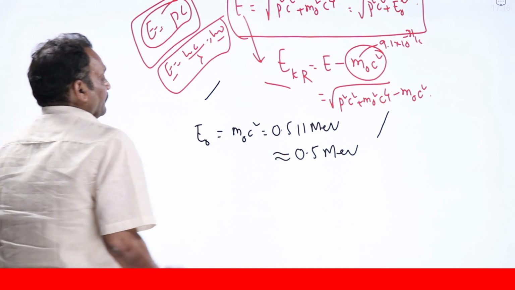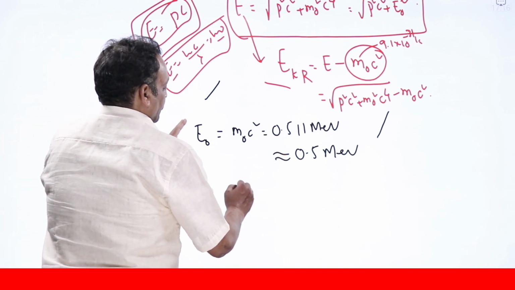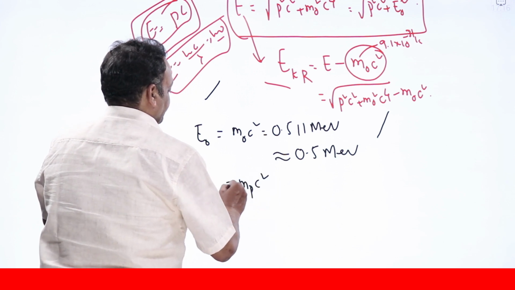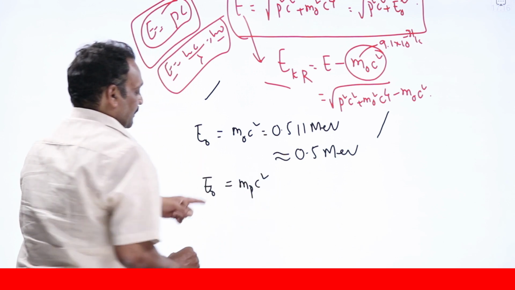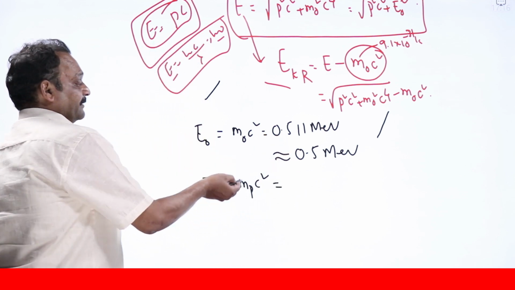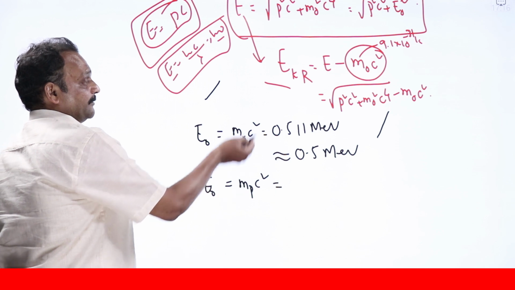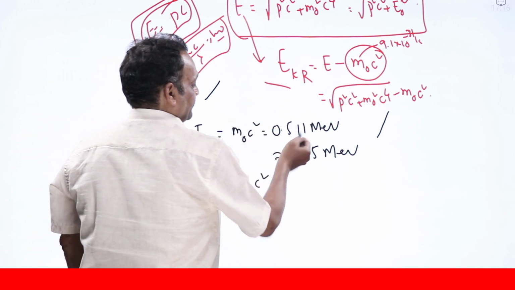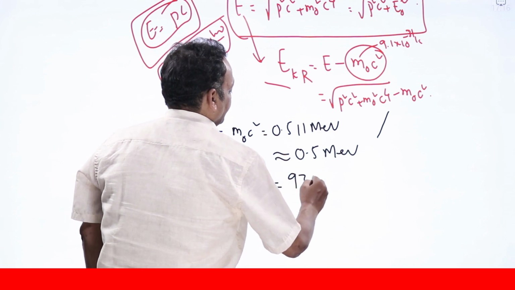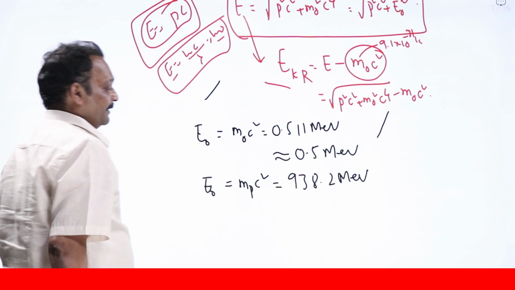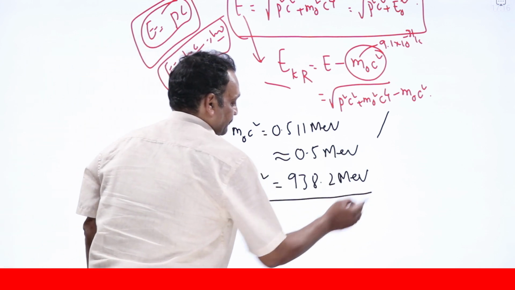What is the rest mass of a proton? If it is M_P, its rest mass energy is M_P c square. The rest mass of the proton is about 1836 times that of the electron, so you multiply this by 1836, and it will be around 938.2 MeV. This is the rest mass energy of the proton.